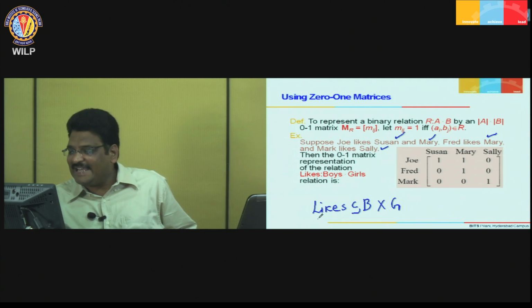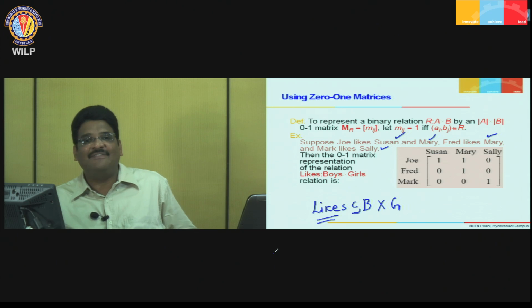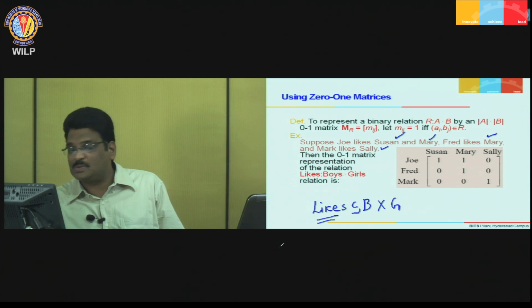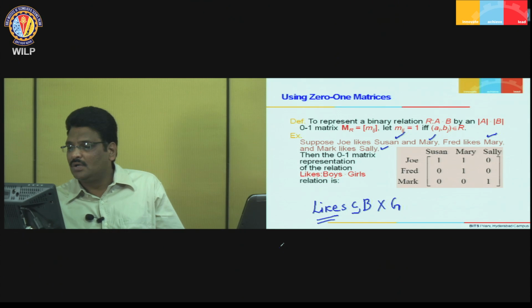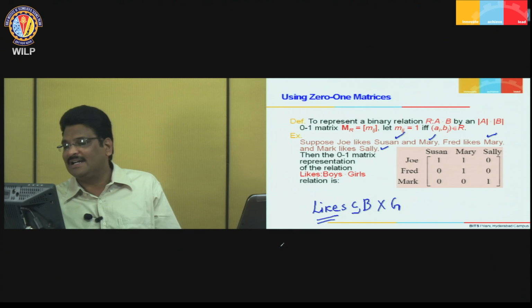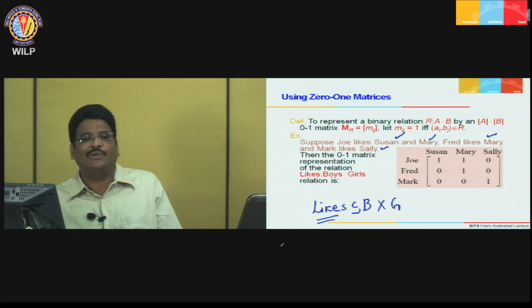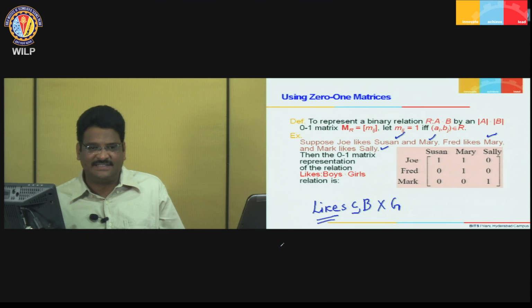So my likes relation has 4 tuples. What are the tuples? Joe comma Susan, Joe comma Mary, Fred comma Mary, and Mark comma Sally. These are the 4 tuples that it is going to have. I just say likes is equal to these 4 tuples. This is one way of representing a relation.